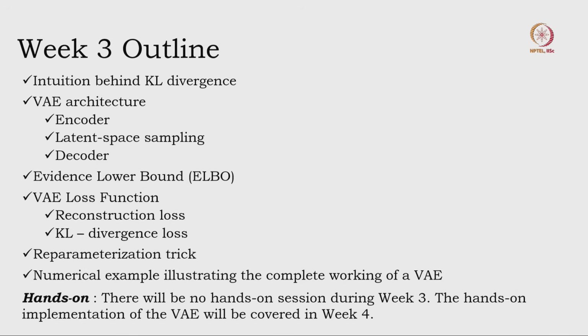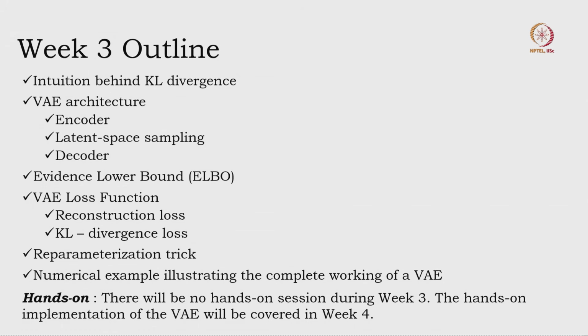We will first see the intuition behind KL divergence. Then we will look into the VAE architecture. Under VAE architecture, we will be looking into 3 important components: encoder, latent space, decoder. Then we will look into the evidence lower bound, which is ELBO. Then we will see the variational autoencoder loss function.